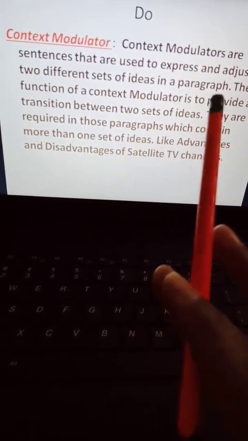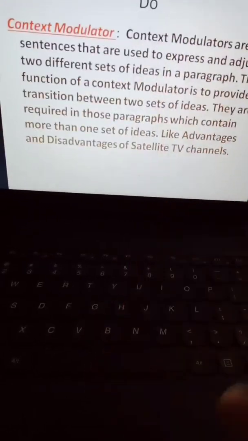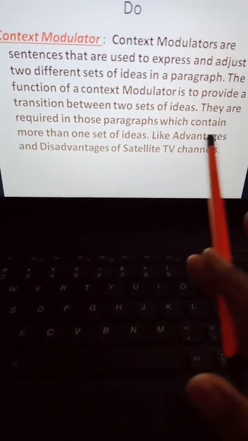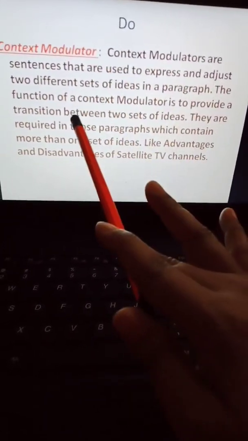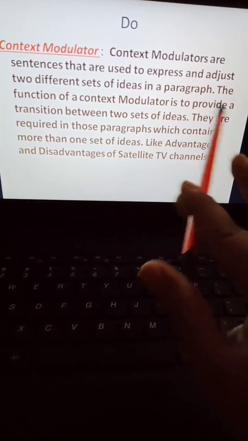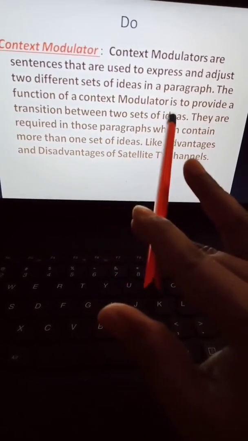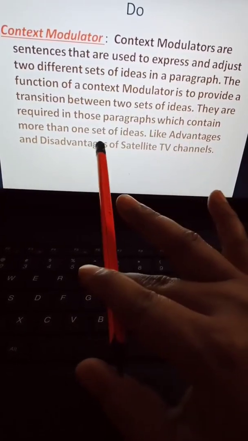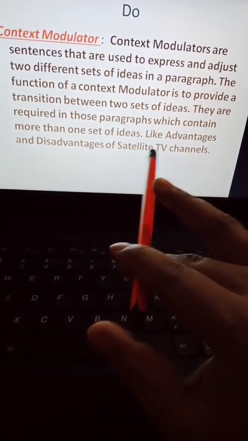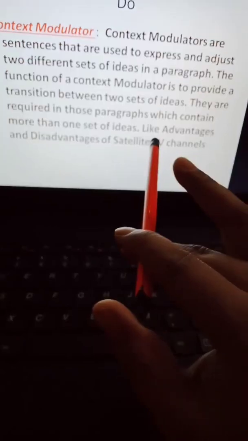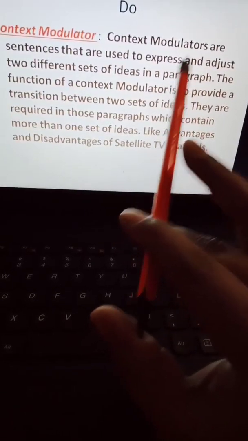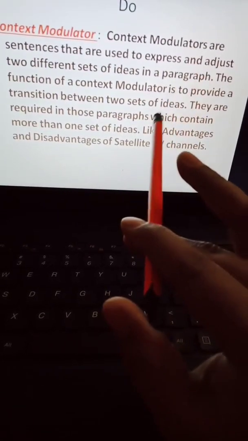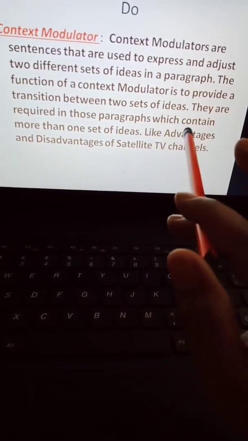Context modulator is not necessary for all the paragraphs. Okay, so context modulators are sentences that are used to express and adjust to different sets of ideas in a paragraph. The function of a context modulator is to provide a transition between two sets of ideas. So context modulator is needed in those paragraphs which have two sets of ideas.